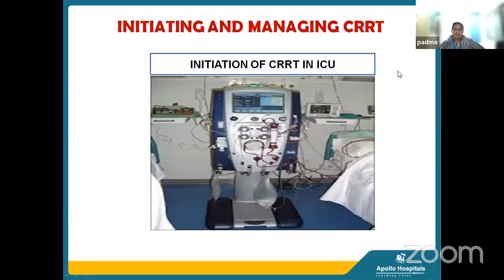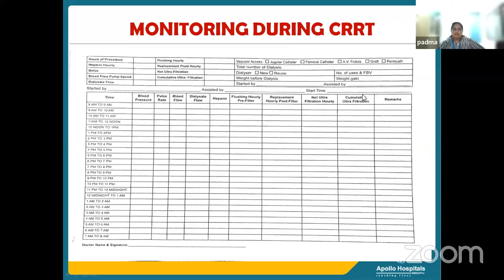Now, initiating and managing CRRT in the ICU, and monitoring during CRRT. During CRRT, we monitor like this: 8 a.m. to 9 a.m., blood pressure, pulse rate, blood flow, dialysis flow, heparin, flushing hourly, pre-filter, replacement hourly, post-filter, net ultrafiltration hourly, then cumulative ultrafiltration and remarks. These are some of the details about the procedure, the vascular access, the total number of dialysis sessions, and so on.